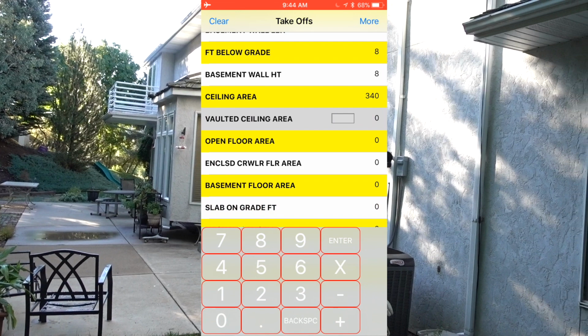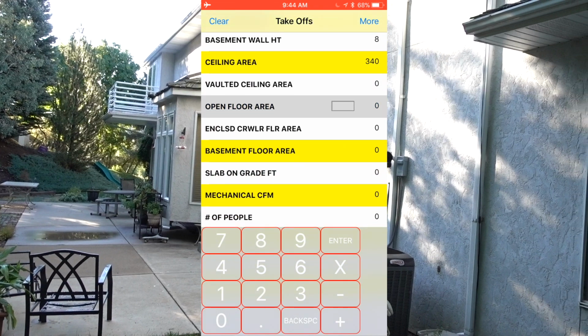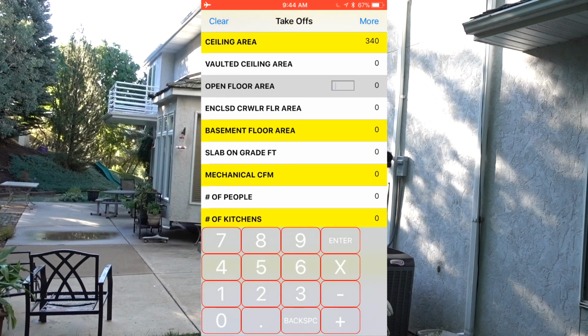No vaulted ceiling area, no open floor area. That would be an area above a garage. No enclosed crawl space. The floor area is going to be 34 times 48. And then the 2 kickouts, which are both 170 each, so 170 times 2. So 1972 is going to be the basement floor area.